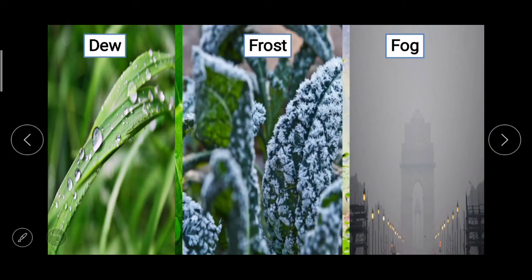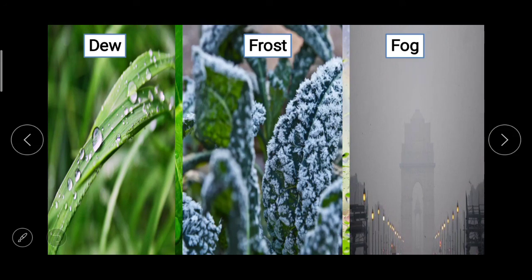So dew, frost and fog are the forms of condensation at ground level. जब condensation होता है, that is when water vapor changes into water, तो उसके 3 टाइप है, एक तो ड्यू में चेंज होगा या तो फ्रॉस्ट में या फिर फॉग में. So dew, frost and fog are the forms of condensation at ground level, while clouds are a form of condensation at higher elevation.